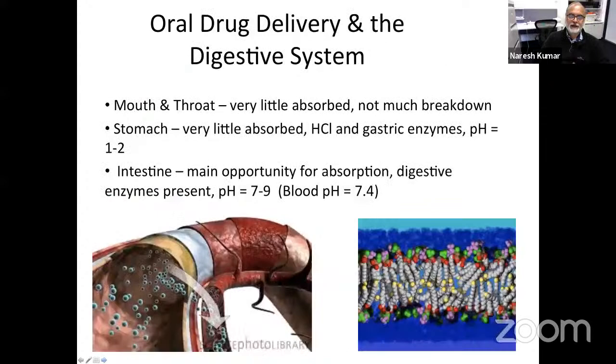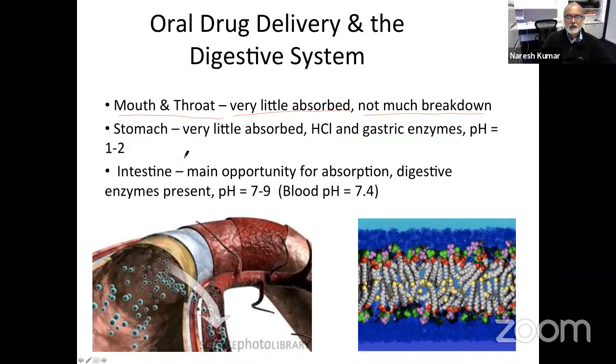Okay, so what happens when the drug is ingested? So we take a capsule, put it in our mouth. What happens to it? Very little happens in the mouth and throat. So when the drug is taken, very little is absorbed in the mouth, and there's nothing broken down when we swallow the pill. It just goes through our mouth, through our throat, into the stomach.